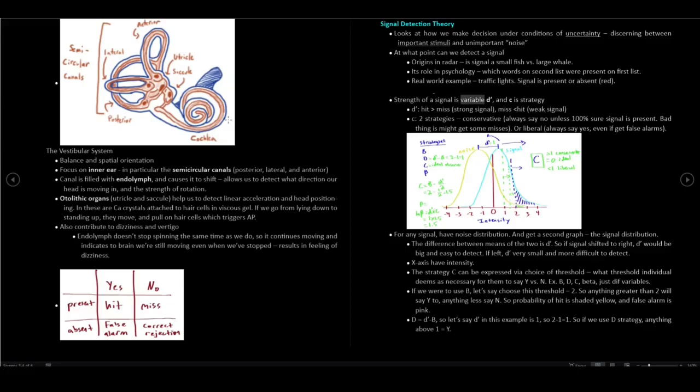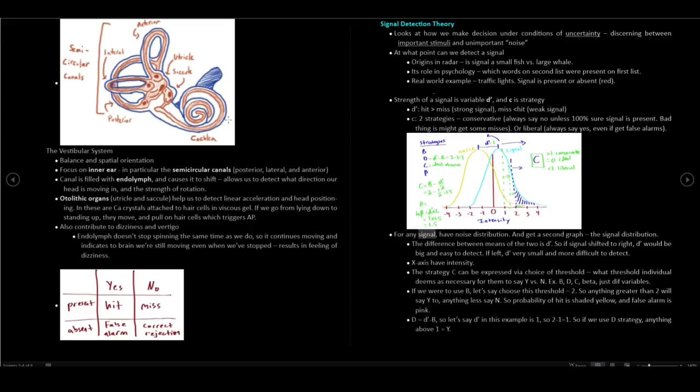Strength of a signal is variable d', and c is strategy. d': hit, miss, strong signal; miss, hit, weak signal. c: two strategies. Conservative: always say no unless 100% sure the signal is present. The bad thing is you might get some misses. Or liberal: always say yes, even if you get false alarms.